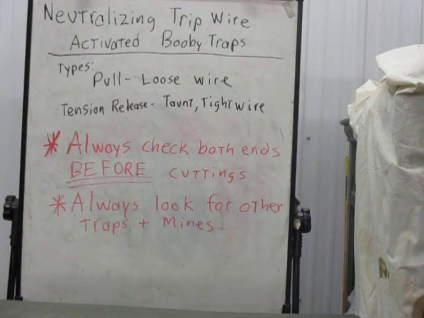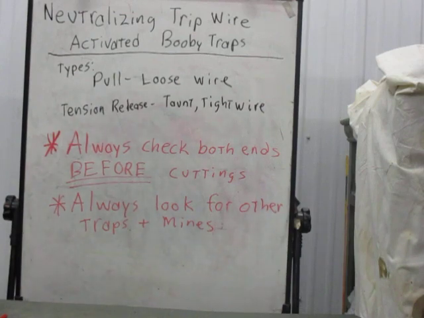Now there are two types of traps or modes of activation when it comes to tripwires. The first one is pull. Pull typically is with a loose wire. There'll be some slack in it. And how you neutralize that? You cut the tripwire, thus neutralizing the trap.